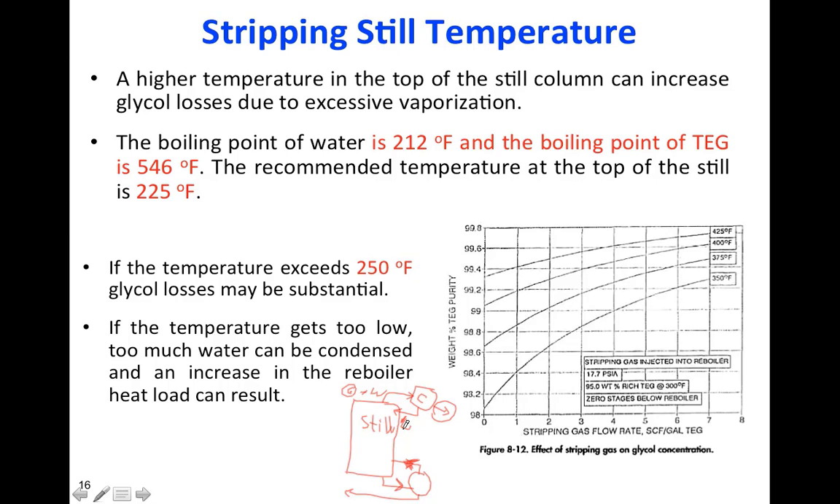So the temperature at the top of the column is also an important parameter. It means the operation of this condenser, the heat duty of this condenser, is also important. If we keep the temperature high at the top of the column, more glycol goes to the vapor phase, so we will lose more glycol. So it's very important to keep this temperature in a certain range.